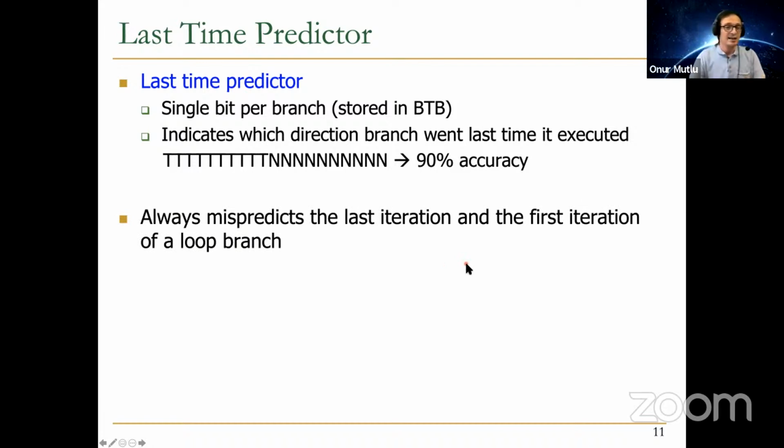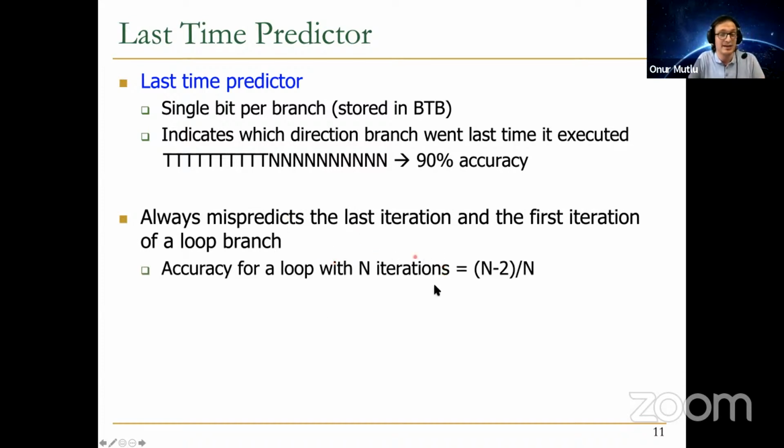So basically, the upside is you improve accuracy, as you can see. The downside is you will always mispredict the last iteration and the first iteration of a loop branch, assuming this is a loop branch, because in the last iteration, you will do something that's different. And in the first iteration, you will do something that's different from the last time it was executed. Okay. So basically, accuracy for a loop with n iterations will be (n minus 2) divided by n.